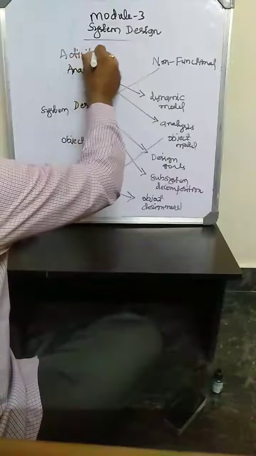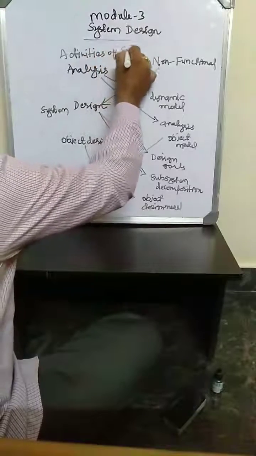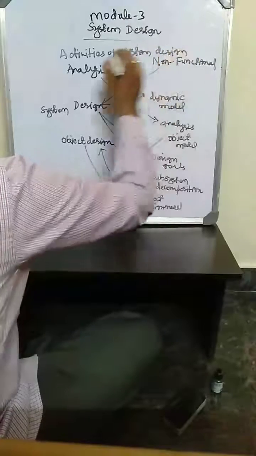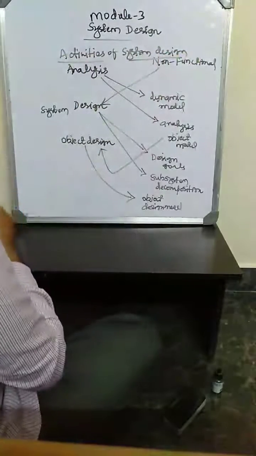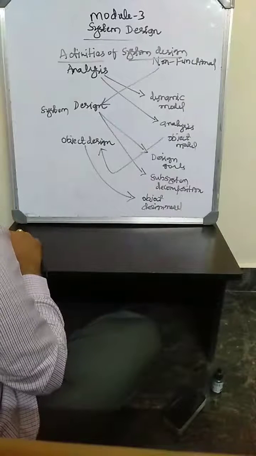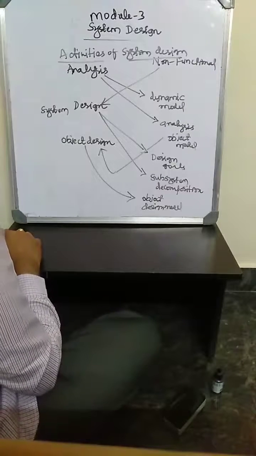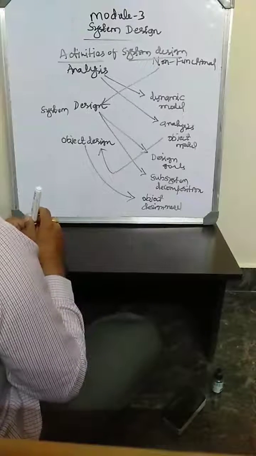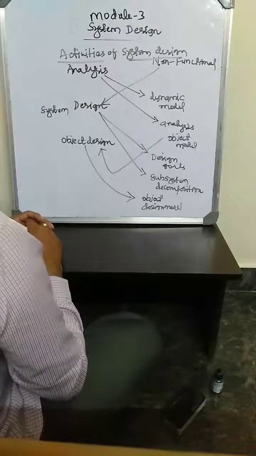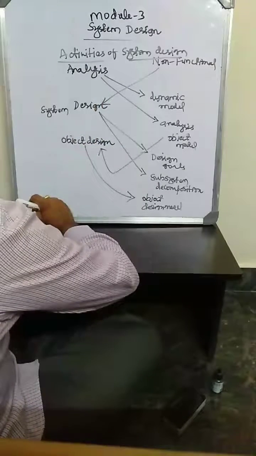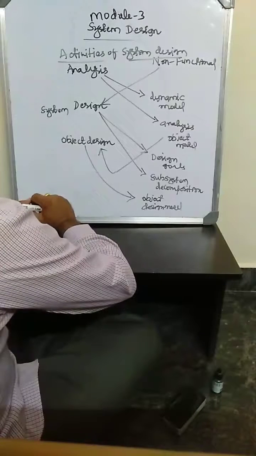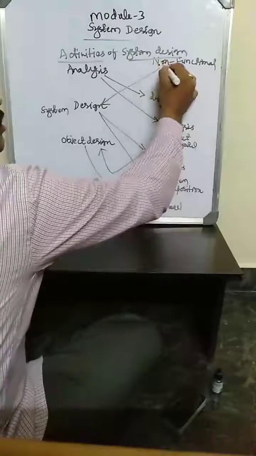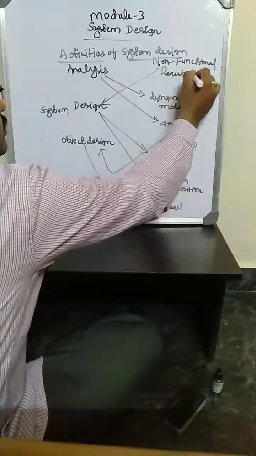We may say it as the activities of system design. So we have analysis, system design, and we have system design, object design, and with respect to that we have non-functional requirements, which are related with the system design, because we have reliability, throughput, and response time, right? So we may say it as the non-functional requirements.